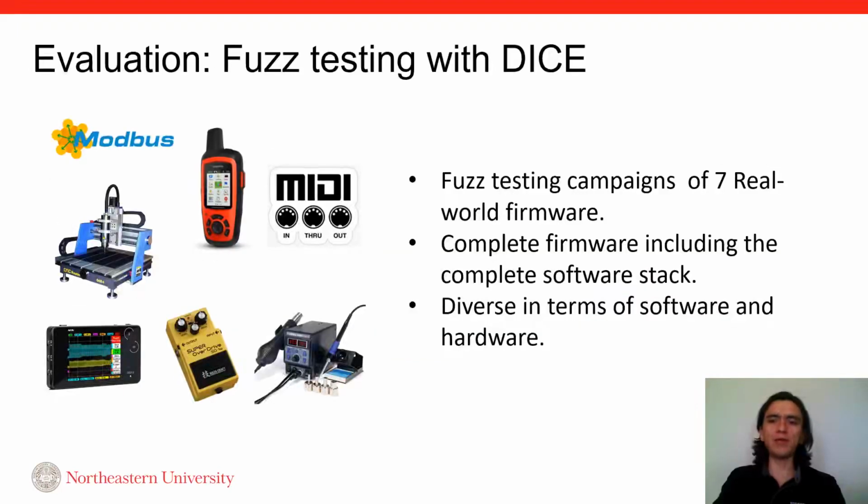We performed fuzz testing for the Cortex-M architecture. We selected 7 real-world firmware from industrial and commercial IoT devices. It includes a Modbus library, GPS, CNC motor control, MIDI synthesizer, oscilloscope, guitar pedal, and a soldering station. These firmware represent diverse use cases of DMA, including streams for data signal processing and communication protocols with high throughput. All these firmware contain the complete software stack, including OS system libraries, drivers, interrupt service routines, and application logic.